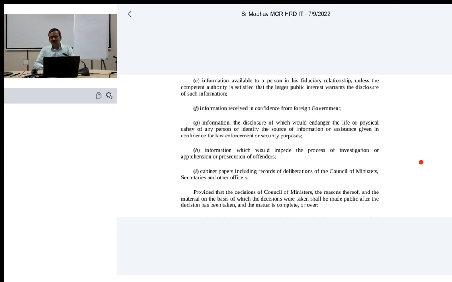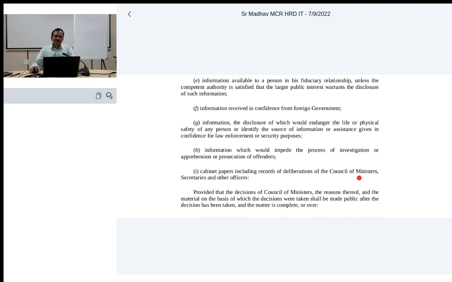But the word used is would. So what does it mean? It means the PIO should have the opinion. If the PIO does not think, does not assume any impeding, then the PIO can disclose information. Only when the PIO thinks it impedes the process of investigation, then that information can be withheld. If the PIO doesn't think that it would impede, then the PIO can disclose that information. Similarly, it applies to prosecution and apprehension of offenders.